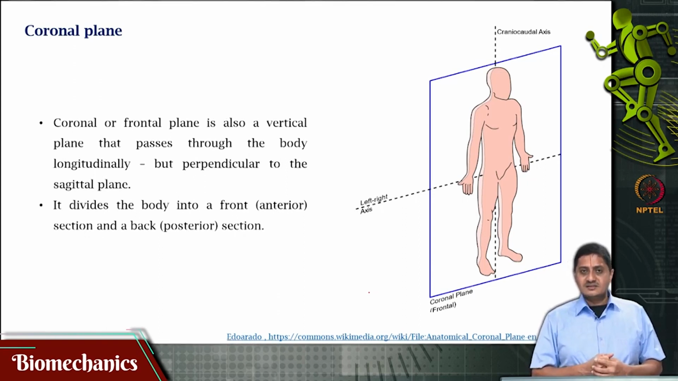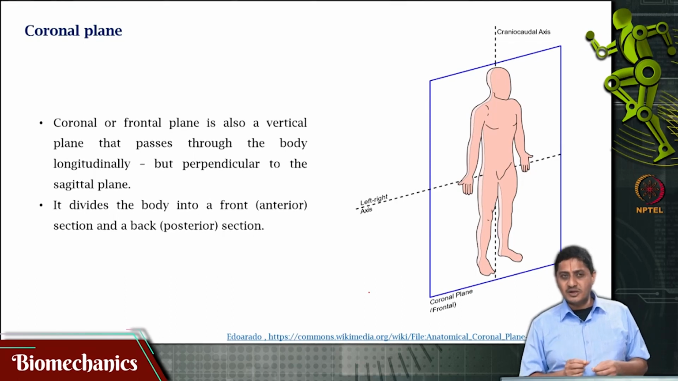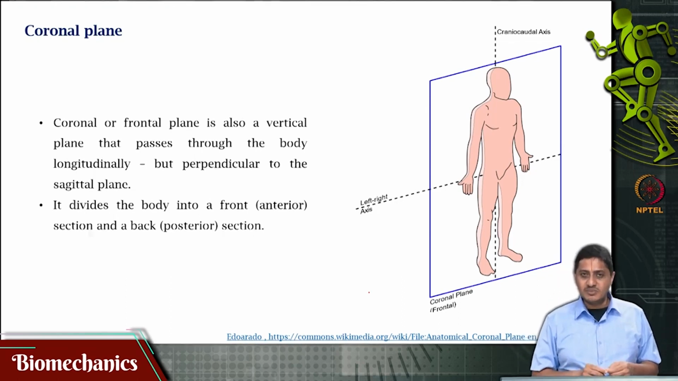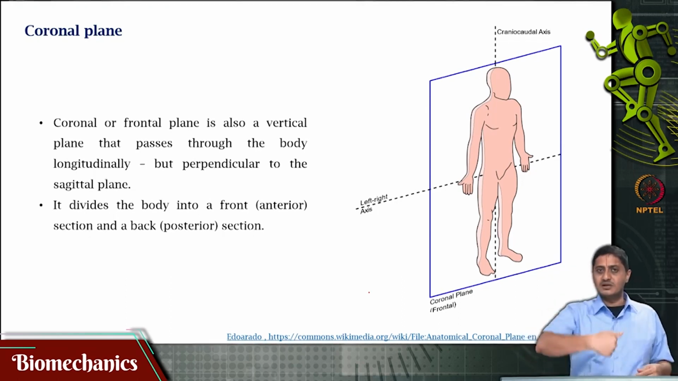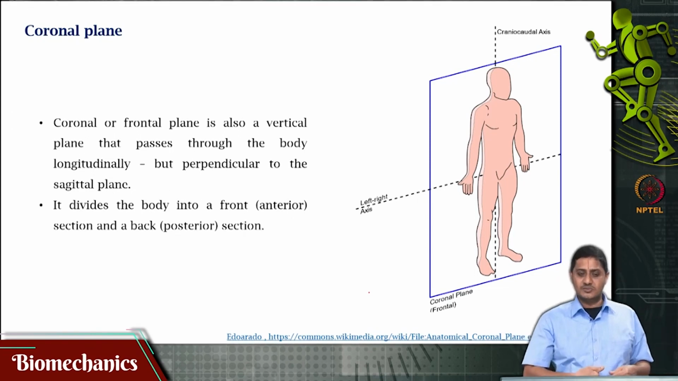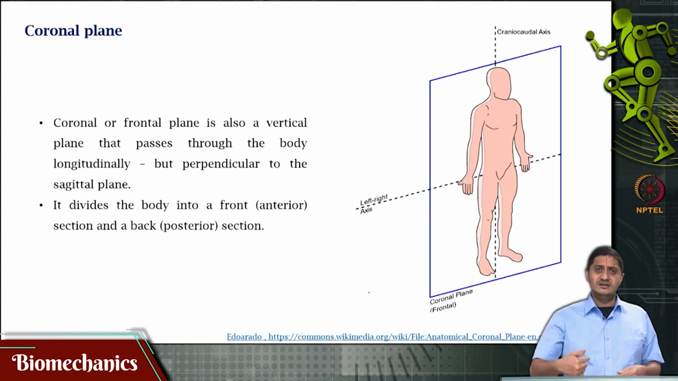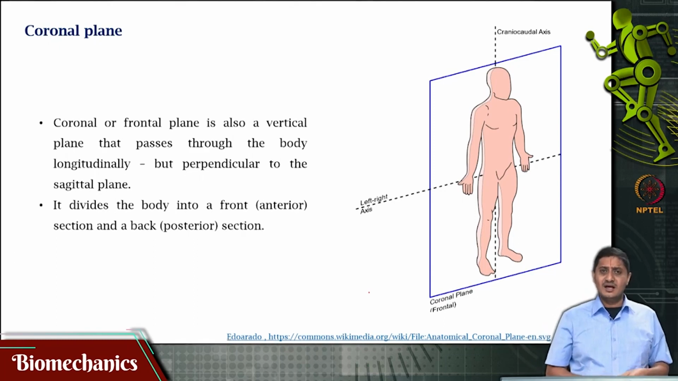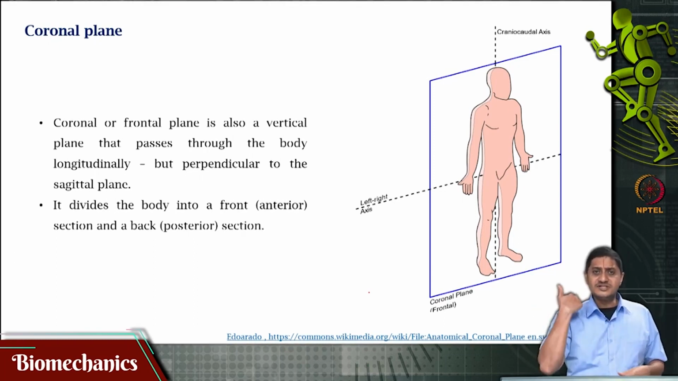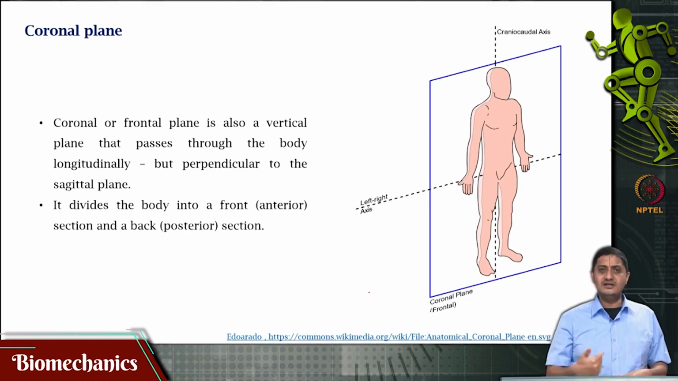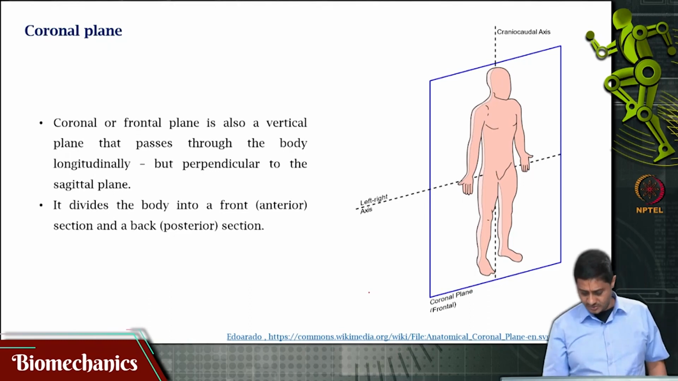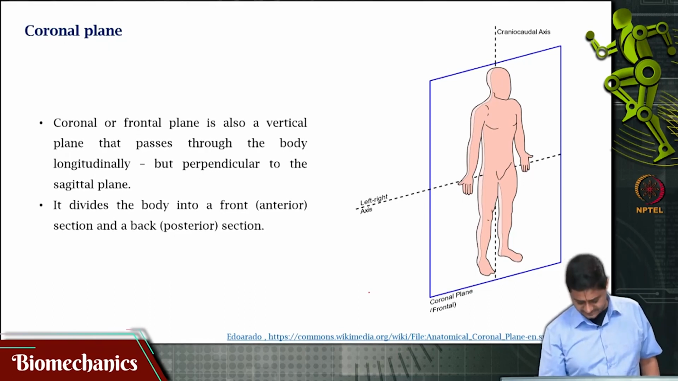The axis that goes from the front to the back, or the axis that is perpendicular to the frontal plane. What would it be? The axis that is perpendicular to the coronal plane is the anterior posterior axis. Is it not? Anterior posterior axis.